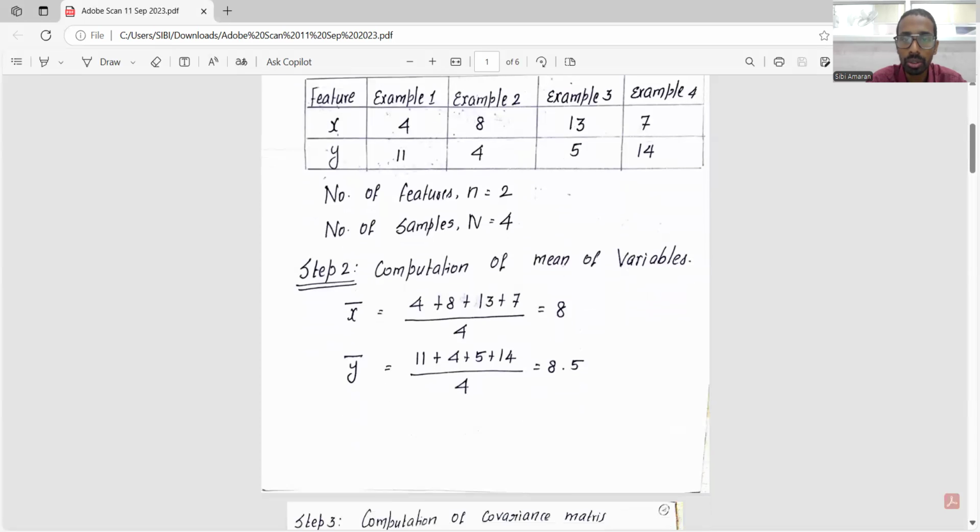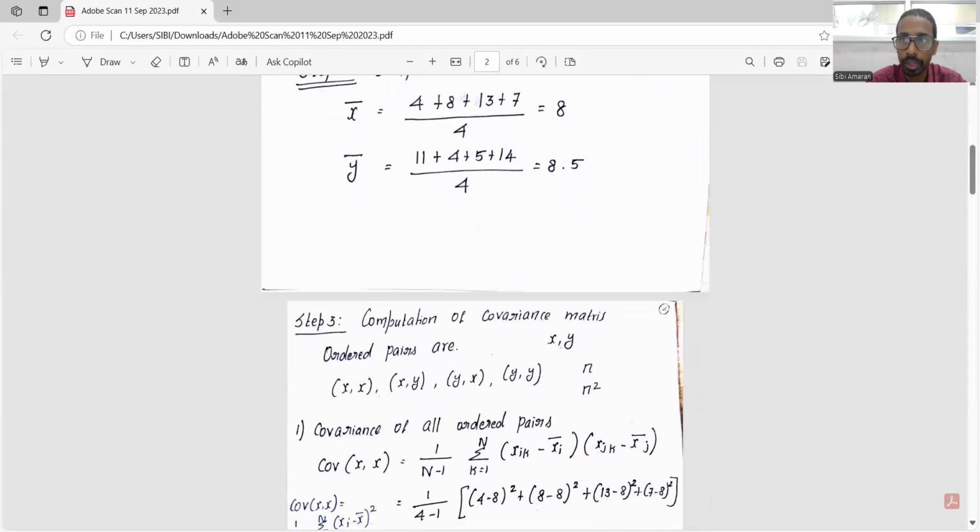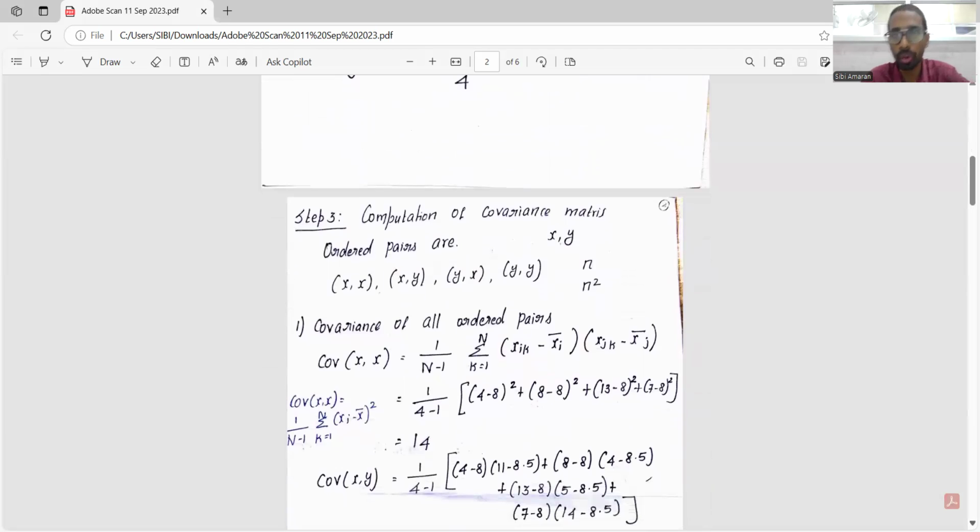Now I have to move on to the covariance matrix. Before finding the covariance matrix, we have to know the ordered pairs. So what is an ordered pair? X comma X, X comma Y, Y comma X, and Y comma Y. So these are the ordered pairs. Now I will explain how to find each ordered pair.